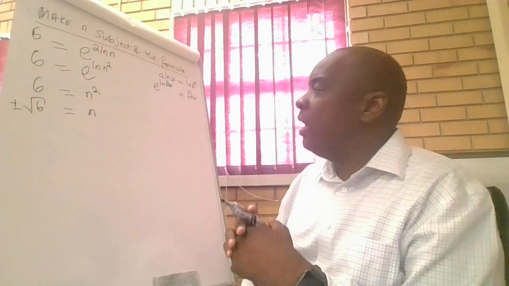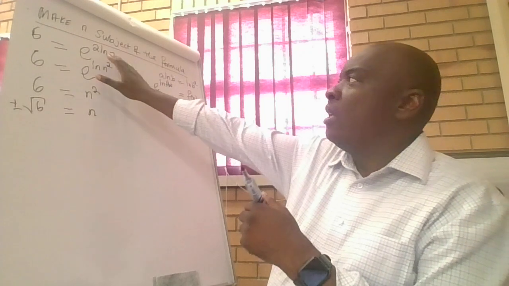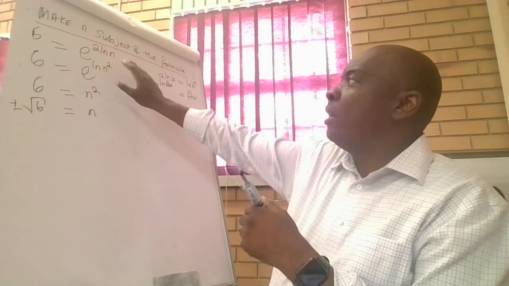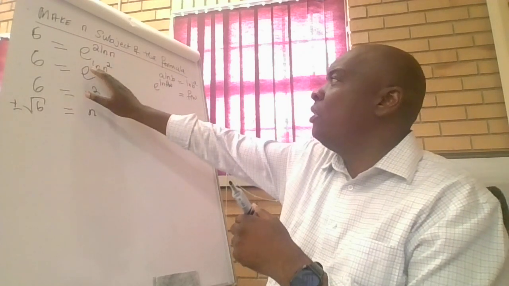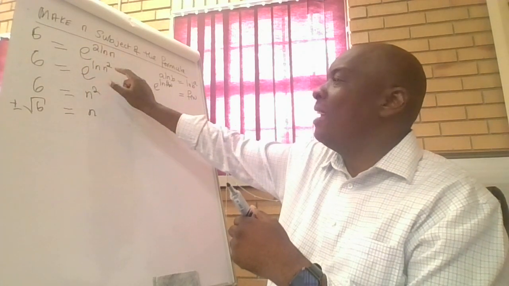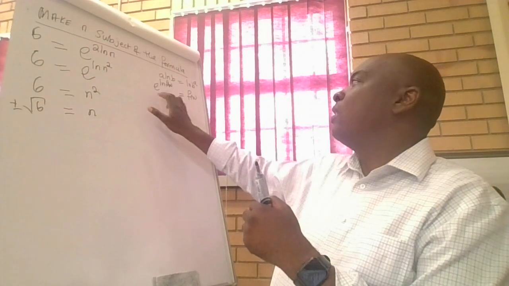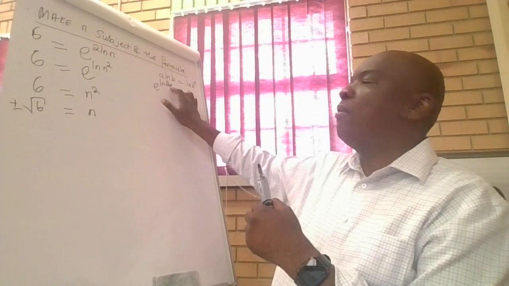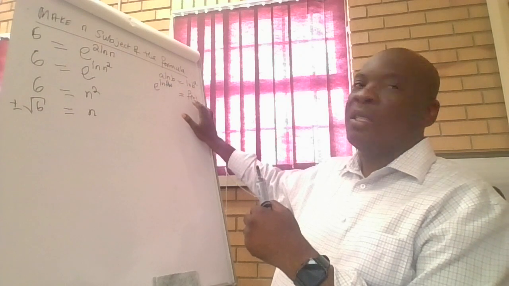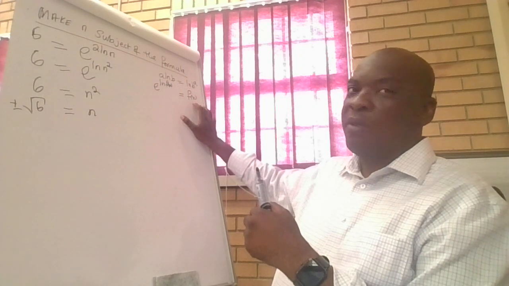So we have made n subject of the formula by taking advantage, number one, of the law of logarithms, which helps us to change 2 ln n to ln n squared. And also by taking advantage of the fact that if you have e to the power ln f of x, this is the same as f of x.